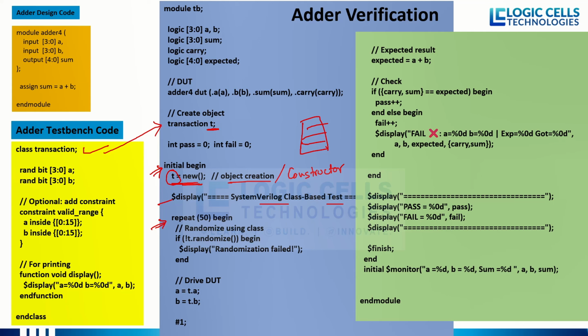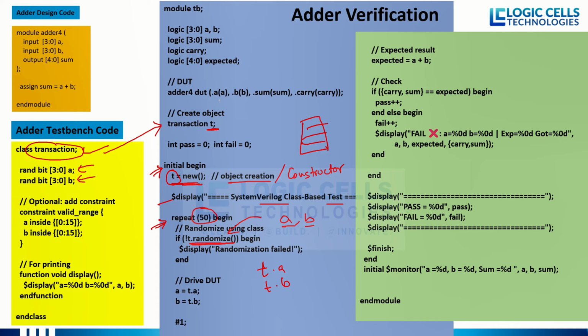Now we are not supposed to use $random here. We need to use randomize. Correct? See here T dot randomize we are calling. Can you see T dot randomize here? This is the randomizer we are using now. On this transaction object, it will be having A, B. Once you call this function, it will generate some values for A, B. How many times we are calling? 50 times.